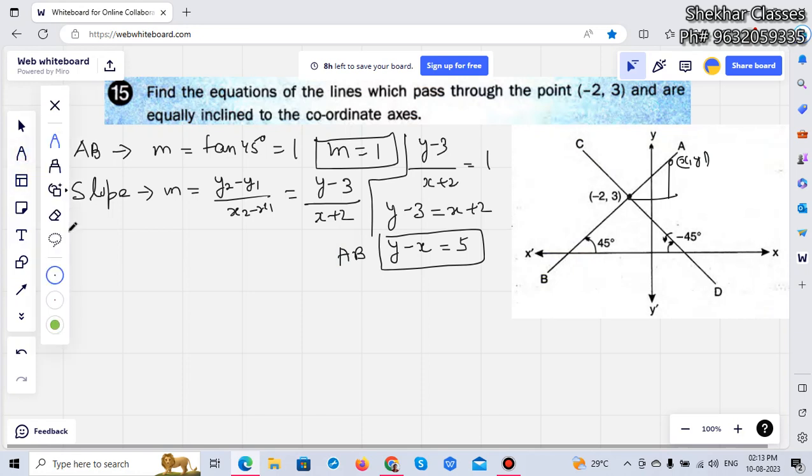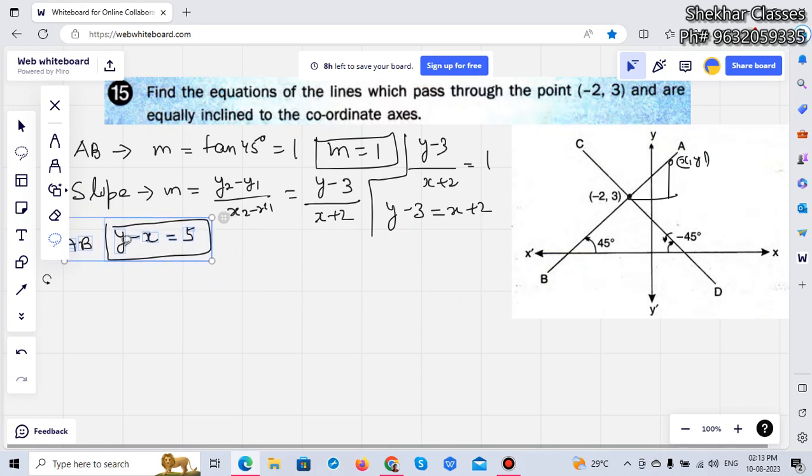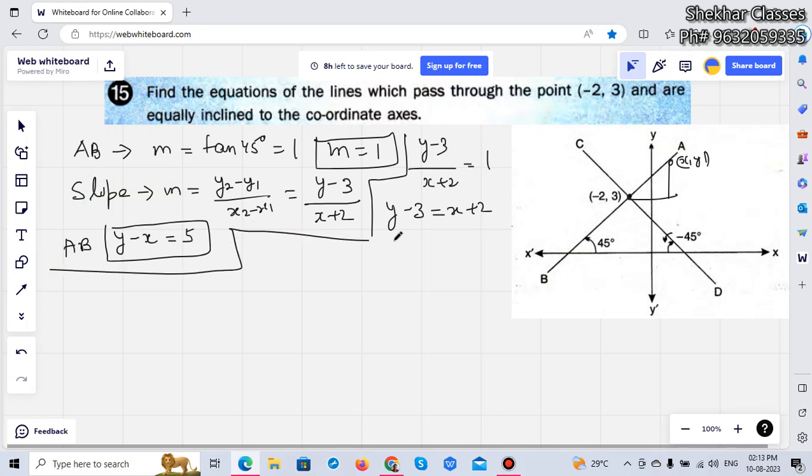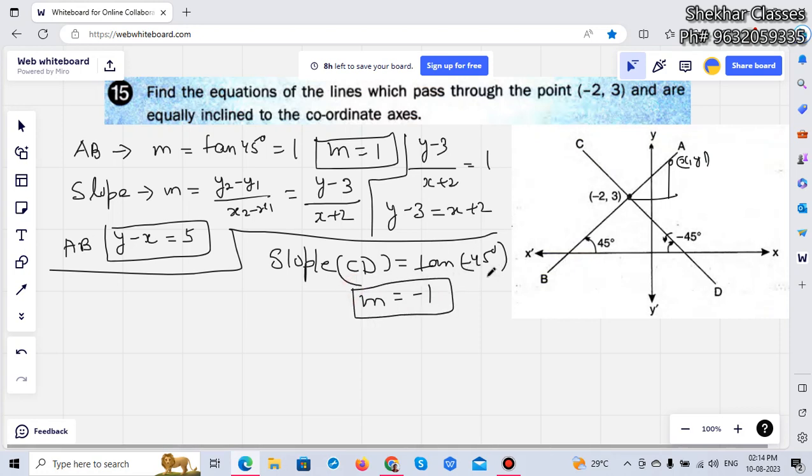All right, so we have got the equation of the first line AB, so I'm putting it here now. Now we have to find the equation of the other line in the same way. What is the slope of the other line, that is CD? It is tan of minus 45 degree. Inclination with x is anti-clockwise, so it will be minus. That is equal to minus 1. So m for the second line is minus 1.